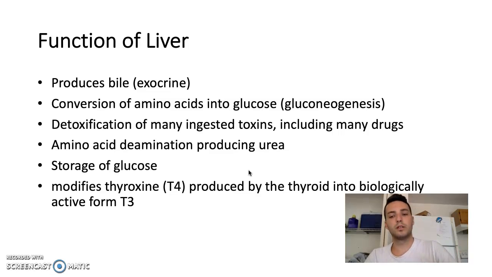The liver is also where glucose is stored. The term is glycogen, which is when glucose is stored in the liver. And this is something I just threw in there. The liver also modifies thyroxine, T4, produced by the thyroid. That is a thyroid hormone that is released but is actually inactive. It needs to be acted upon by the liver to be changed into T3, which is the active form, and then it can be used by the body. So without the liver, the thyroid hormone T4 would be inactive and not be able to be used throughout the body in the active form T3.